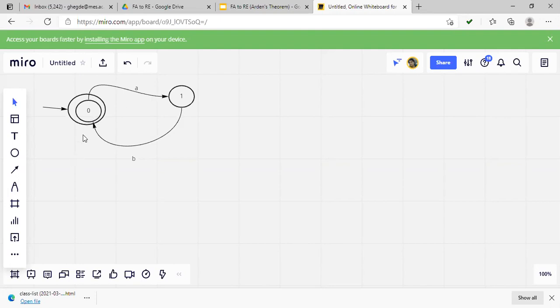How to eliminate this? Take the loop and read the loop from the beginning. At the start state we have the loop. Start from the start state and trace the path. Read the loop. That is A, B. I hope you people are getting me. Start from the start state and come back to the state. So this is my loop, A, B. What should we do with this loop? Yes or no?